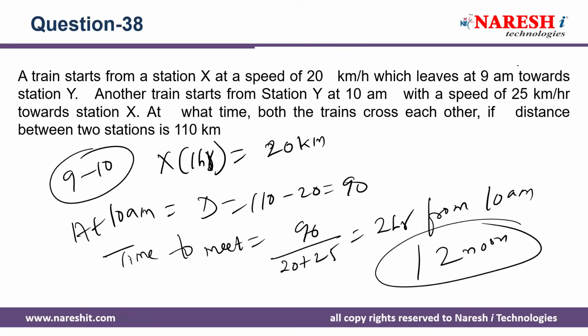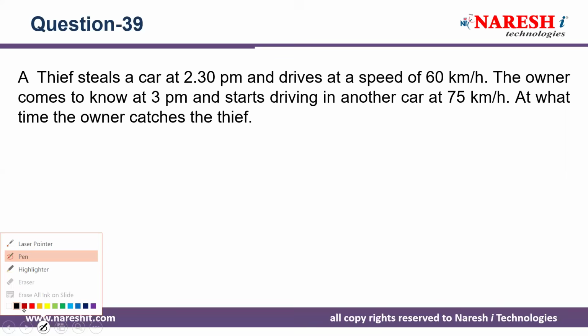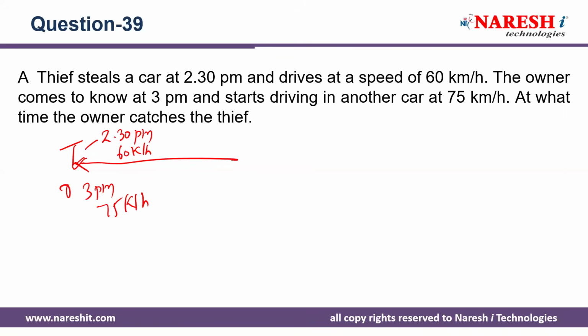Moving to the next one. This 30th is opposite direction. Now I'll show you same direction. A thief steals a car at 2:30 p.m. from one point and runs the car at 60 km per hour. From the same point, the owner started at 3 p.m., running his car at 75 km per hour. They're asking at what time the owner catches the thief.